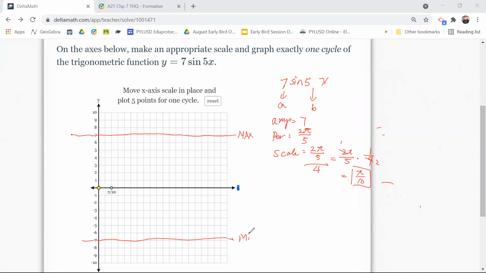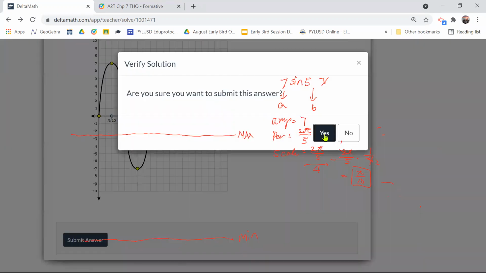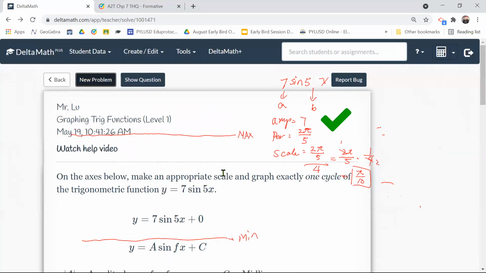My min. Okay, so I'm going to go down from the middle. I'm going to go to the top, if it lets me. There we go. I'll come back down to the middle. We're going to go down to the bottom and then go back to the top. Looks symmetric, and submit that. See if I have it. Yeah, we got it right.